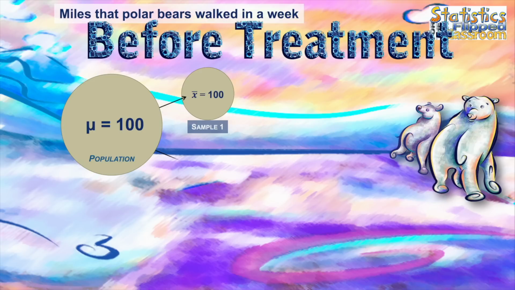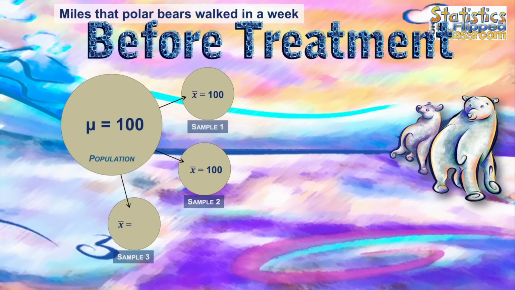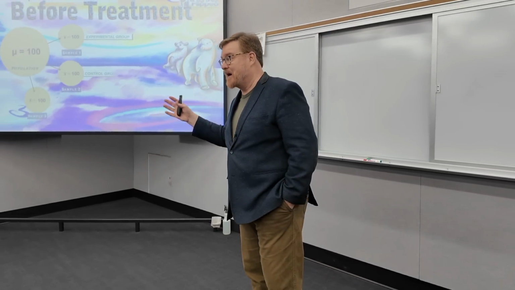Should be 100. What is true of the population should be true of the sample drawn from that population. And if I draw a second sample and measure how far they walk in a week, what do you expect that their sample mean is going to be? Should still be 100. If we draw a third sample from that population with a mean of 100, how far do you predict that they are going to walk in a week? Always going to be the same answer, 100. What is true of the population should be true of any sample drawn from that population.